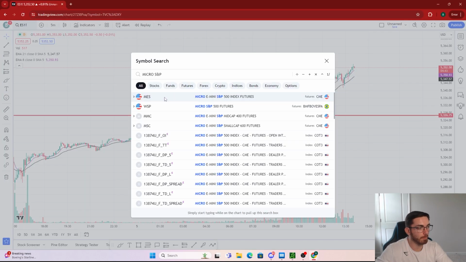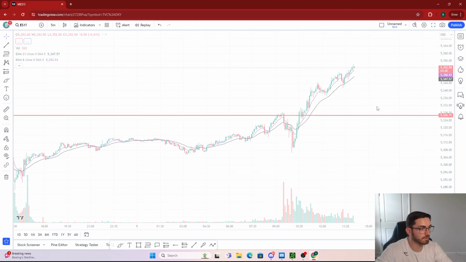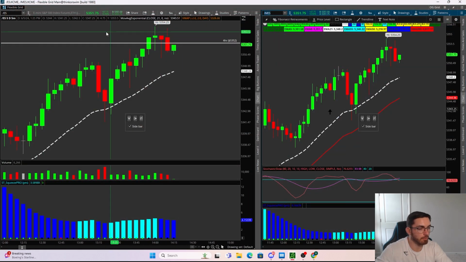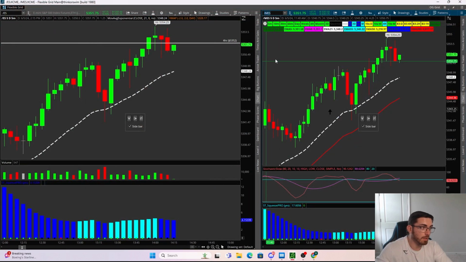And then if you want to pull up the micro E-mini futures on TradingView, all you have to do is type in MES and it's going to pop right up. But again, the chart is the exact same. So I would personally just have ES pulled up. But if you really want to have MES pulled up, then just type that in.